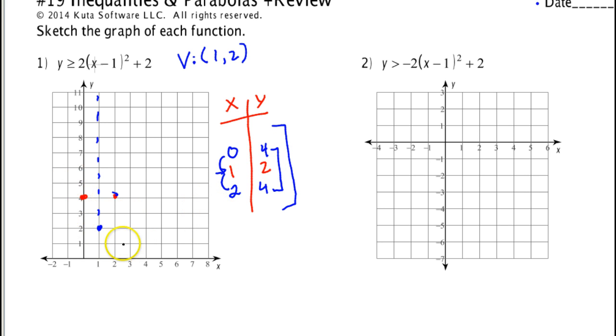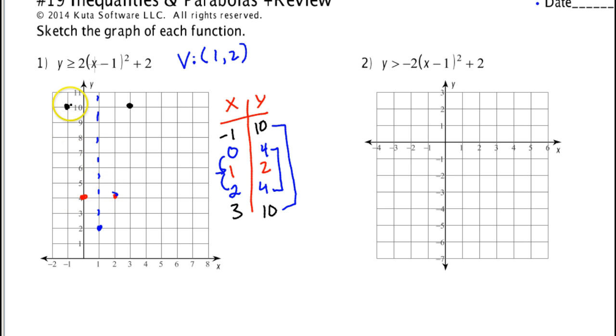Let's plug in -1 or 3. Let's see what we get there. You get the same answer, right? Because it's going to be symmetric. So plug in one or the other, see what we get. What'd you get? 10? All right, so there we go, 10, 10. So we know it's right here, and we know it's right here.